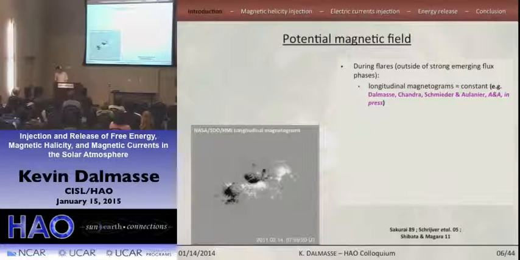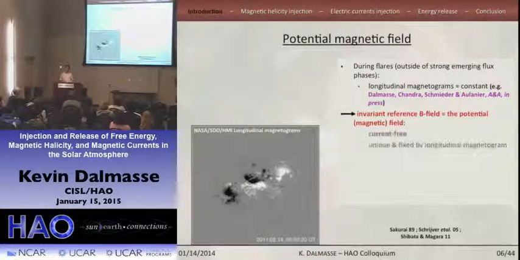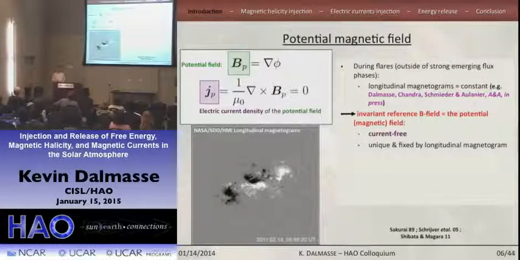This means that we can define a reference magnetic field that is invariant during the flare. This invariant magnetic field is common to both magnetograms, and it is the so-called potential magnetic field. It's a current-free magnetic field, and its 3D distribution is uniquely defined by the photospheric magnetic flux.